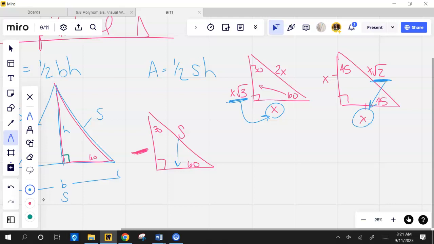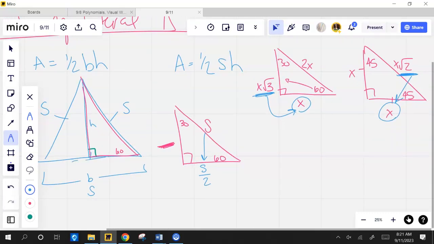So how do I get from hypotenuse to short leg of a 30, 60, 90 triangle? Divide by 2. So this side is s over 2, which makes sense, right? Because there's two of them and I've cut the middle. They're dropping that altitude. All right, s over 2.